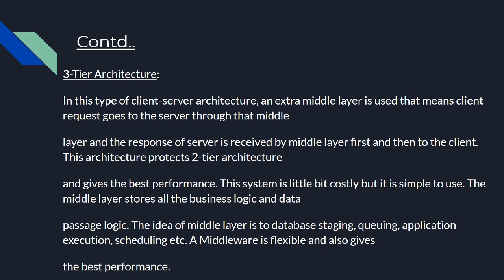This system is a little bit costly, but it is simple to use and manage. The middle layer stores all the business logic and the data passage logic. The idea of the middle layer is database staging, queuing, application execution, scheduling, etc. The middle layer is flexible and also gives the best performance between the client and server. That is why most web applications use the 3-tier architecture.